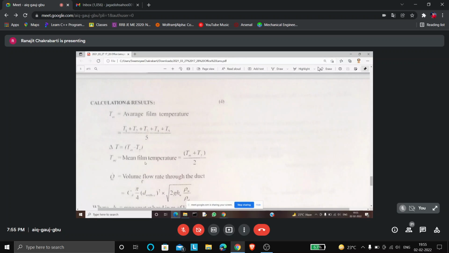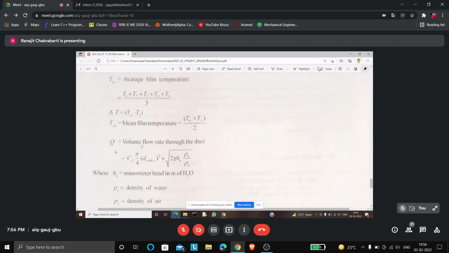And there is a mean film temperature. This is mean film temperature, that is the mean of fluid temperature and the average fin temperature. So you find out the average fin temperature plus fluid temperature divided by 2, that is the mean film temperature. And this mean film temperature minus the fluid temperature, that is delta T.